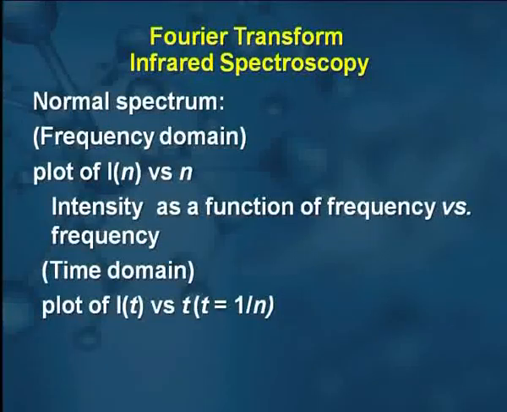So in Fourier transform infrared spectroscopy, we have the normal spectra of the frequency domain, where we have the plot of intensity versus frequency, but here in the Fourier transform we have the time domain also: intensity versus t, where t is equal to 1 by n, n being the frequency. This is called the Fourier transformation spectrum.